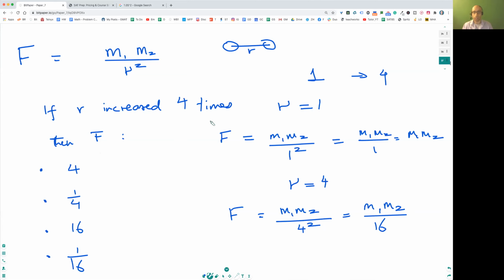What's going to happen to the new force? Because R increases 4 times, it's going to be M1 M2 over 4 squared. So that's going to be M1 M2 over 16. So the new force is just the same as the old force, except it's 1/16 times lower. So that's your answer. The answer is 1:16.